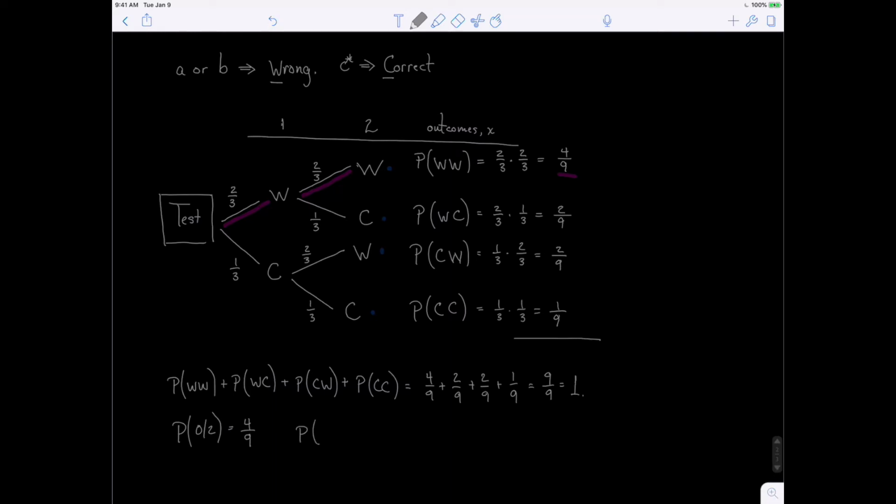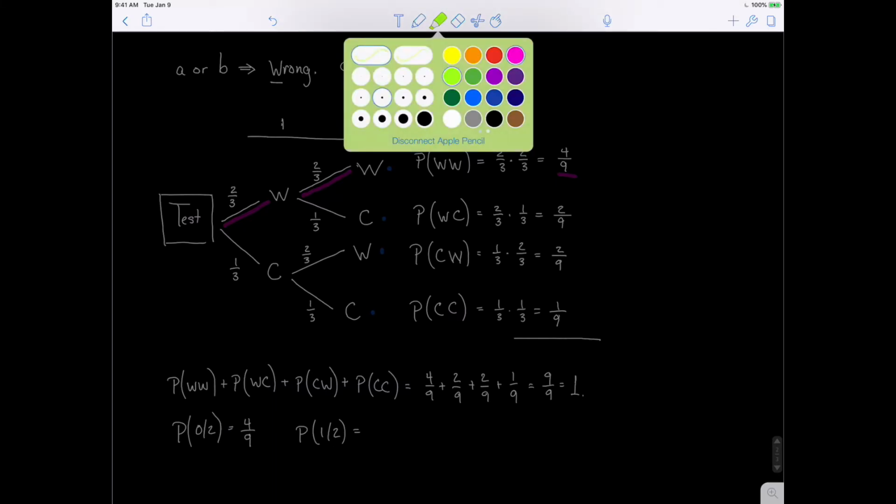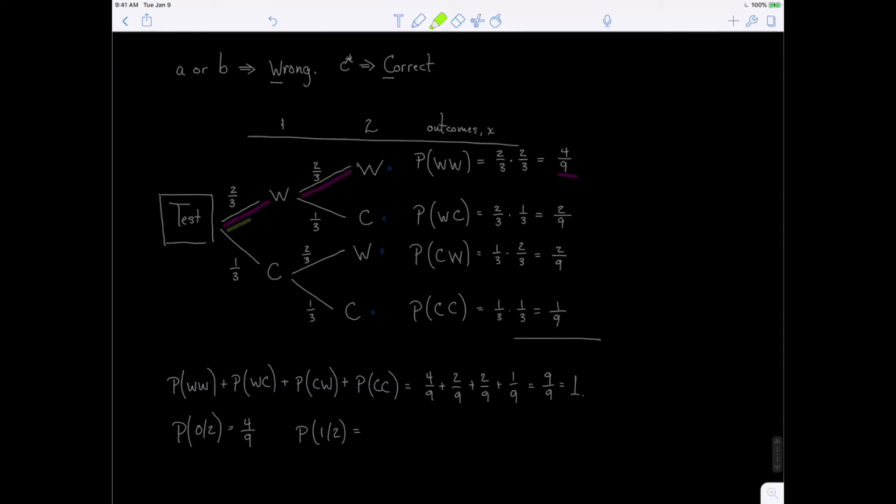Now, what's the probability of getting a score of 1 out of 2? Well, let's use a different color for this. How about our light green? Well, I could be wrong on the first one and correct on the second one. That's one way. Or I could get the first one correct and then the second one wrong. And if either of those happened, I would get a score of 1 out of 2. So that came from the probability of a wrong correct plus the probability of a correct wrong. So that equals 2/9 plus 2/9, which is 4/9.